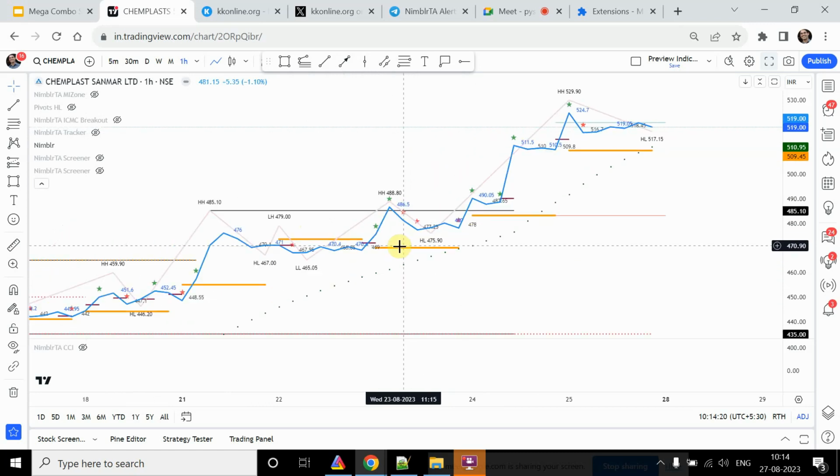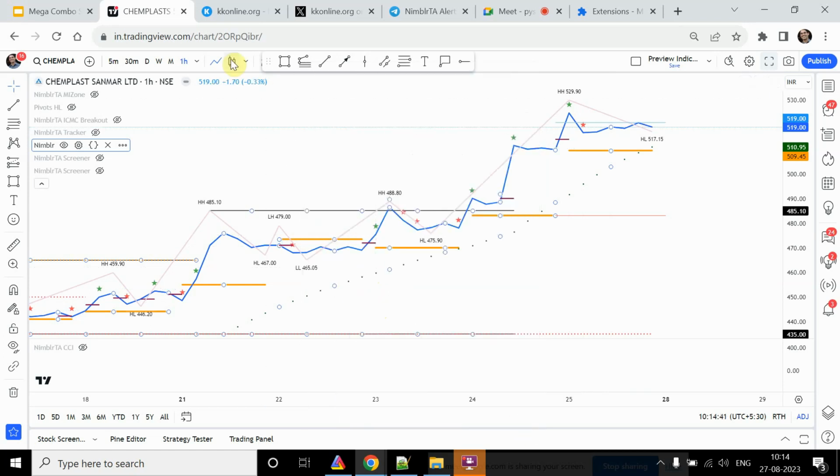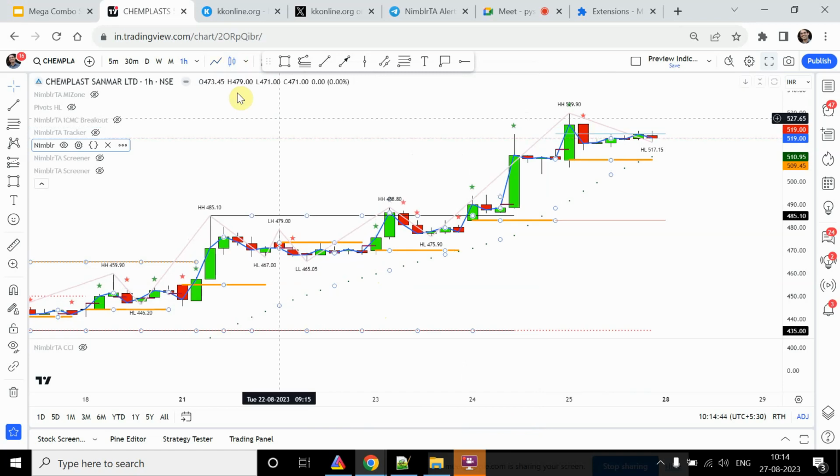So even when we are not trying to identify those levels, the template can help us with those levels very easily, where we can easily take the trade or put our positions when we want to take a trade based on this level. So we can easily have different combinations over here in this NimblrTA based template.